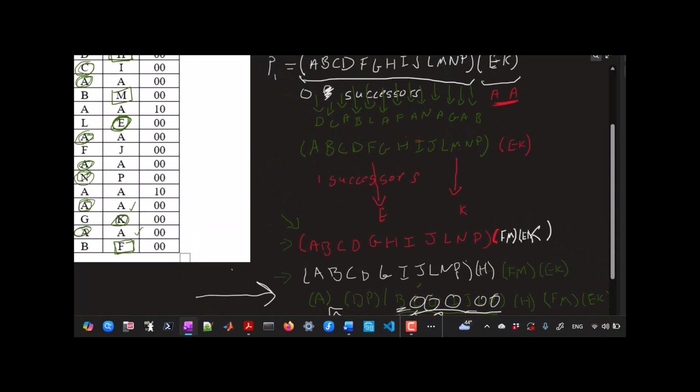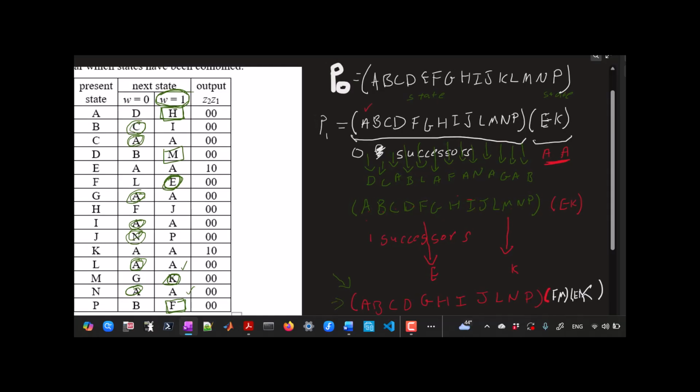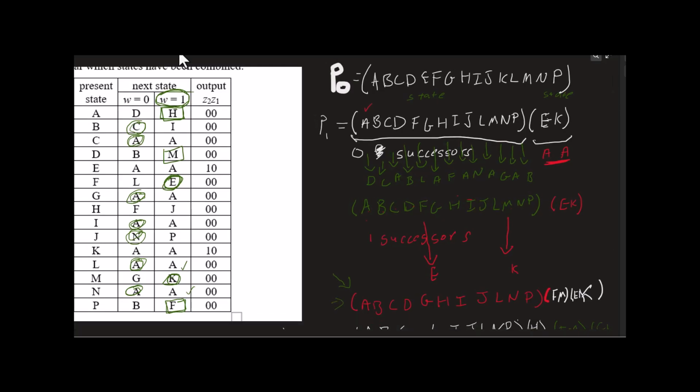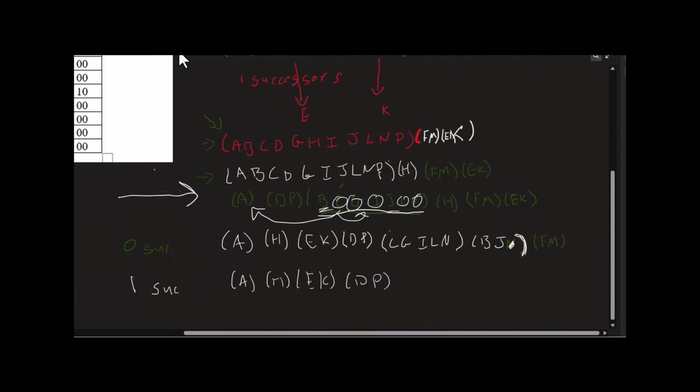C, G, I, L, and N. Okay, so C goes to A. C, G, I, L, N, they're all going to A.